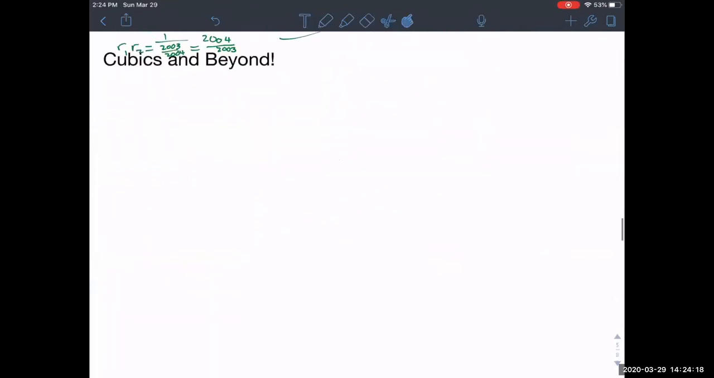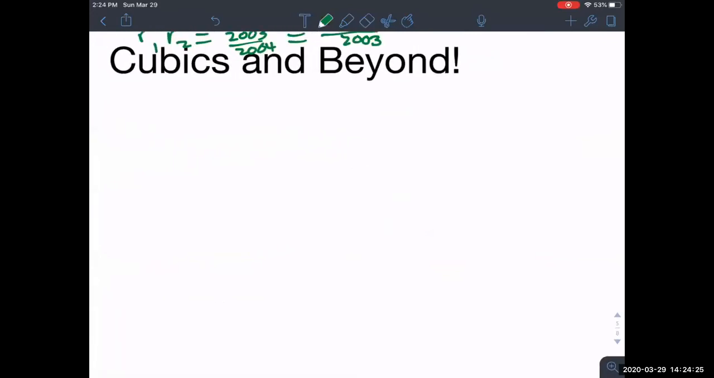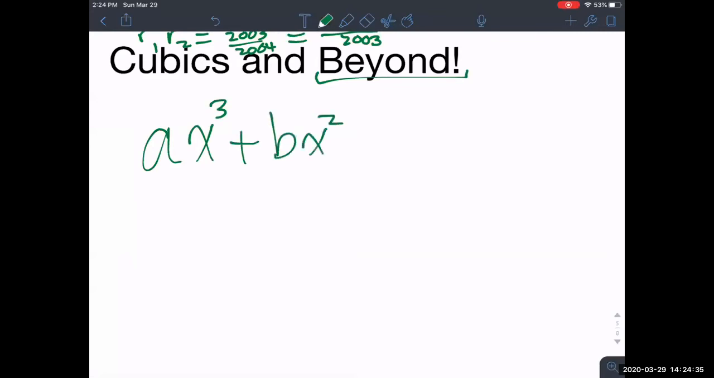So now let's go ahead and talk about cubics. First I'll cover cubics and then I'll go into the beyond example. By beyond I mean polynomials of higher degree. So let's talk about cubics first. Here's a nice cubic, and the tricky thing with cubics is that there's no really easy formula that you can use to solve for the roots of this.